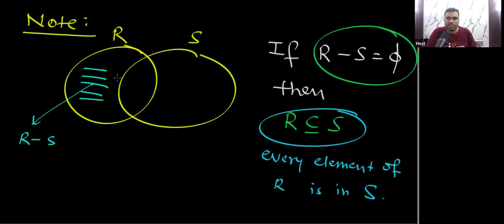You can easily see, because what is R minus S? Those elements which are in R but not in S. So these elements are R minus S. Now, if this R minus S is empty, it means there is no element here.